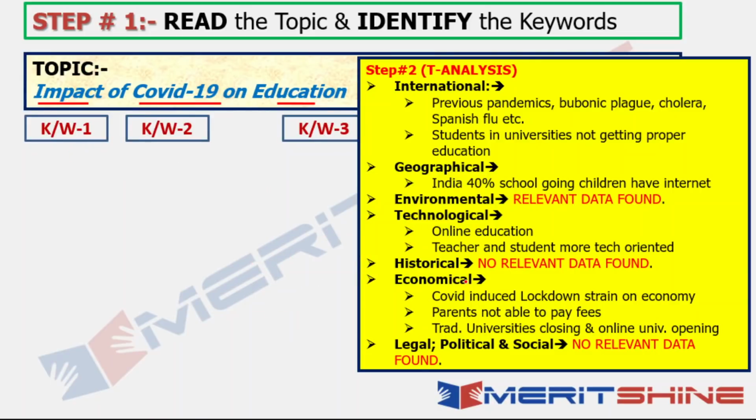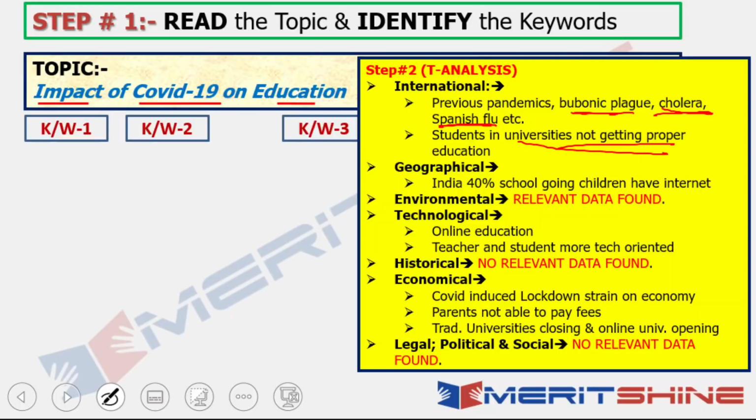So as you can understand that I get helps, it's an acronym for international, geographic, environmental, technological, historical, economical, legal, political, social. Now, what essentially I get helps does is it gives you points regarding different areas from where points can come in this particular topic. For example, the moment I thought about international, I thought about what are the previous pandemics that came. Bubonic plague came to my mind, cholera came to my mind, Spanish flu came to my mind. Then I was reading somewhere 2-3 months back that students in universities are not getting proper education in India, also outside across the world.